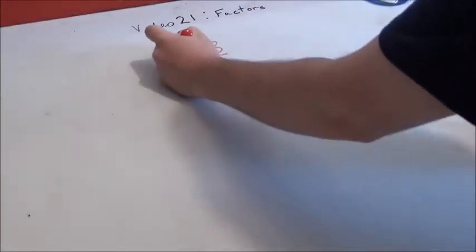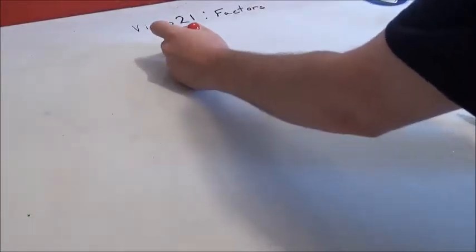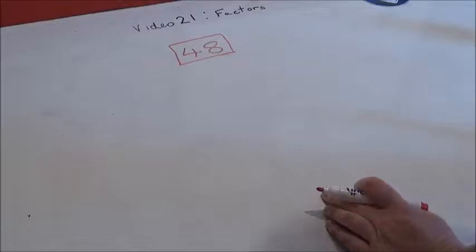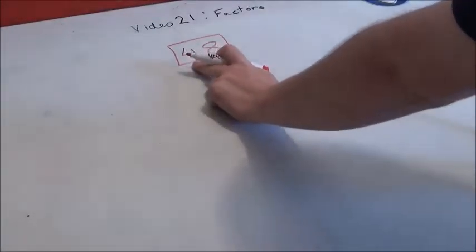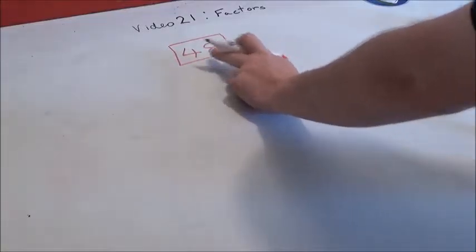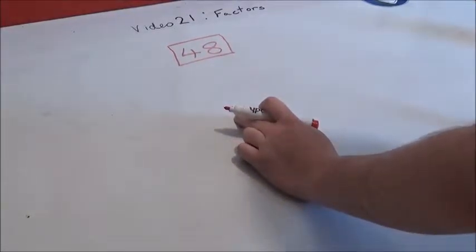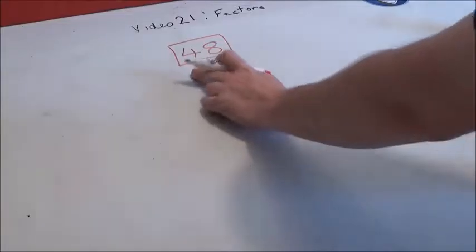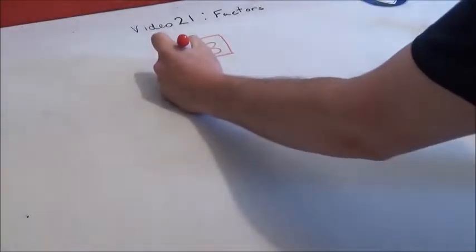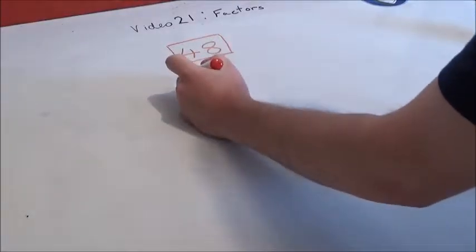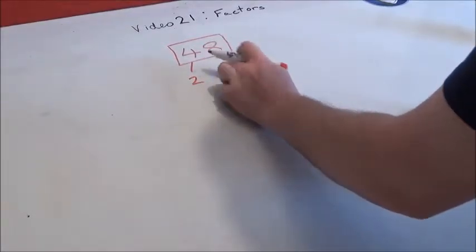Now I'm going to put a square around 48 because I know I can divide 48 by something else and not have any remainders. Now there are a couple of different possibilities. I could divide 48 by 2 and 24, that would be a factor pair. Or I could do 6 and 8, because 6 times 8 is 48, the same as 2 times 24 is 48. I'm going to go with 2 and 24 for this one.